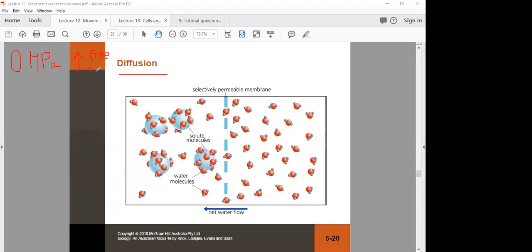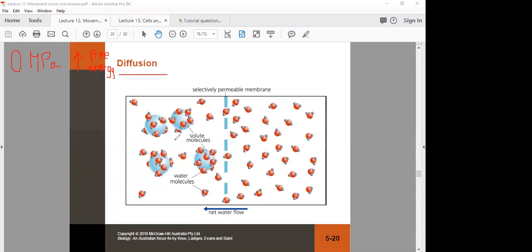In other words, those water molecules have the maximum capacity to move, the maximum amount of kinetic energy. They're not inhibited by anything or restricted by anything.